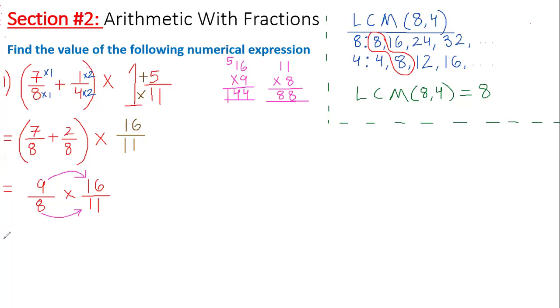Okay, so we have 9 times 16, which gives us what? 128? Oh my goodness. 9 times 16. Oh, my bad. I must have thought that was 8. 144. 9 times 16 is 144, all over what? 88. 8 times 11 is what?